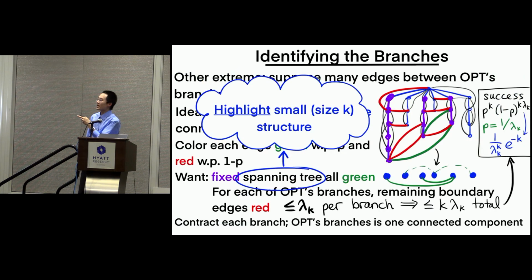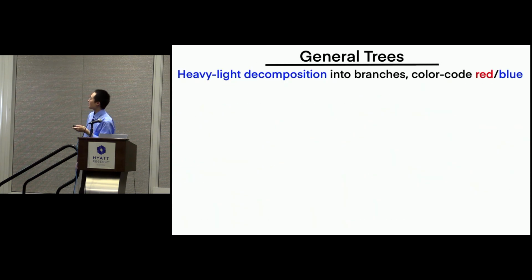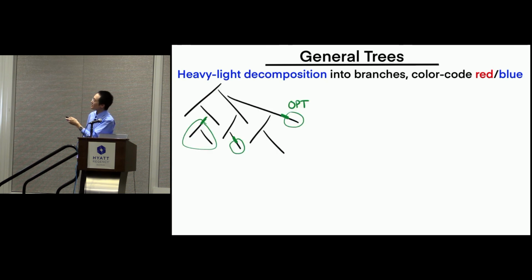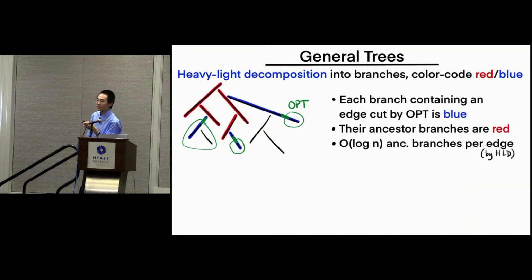So I'll skip double counting for this talk. Let's consider the problem of general trees. In general trees, to reduce to the case when the tree is a spider, we use heavy light decomposition. We break the tree into branches via heavy light decomposition, and we color each branch either red or blue with the following properties.